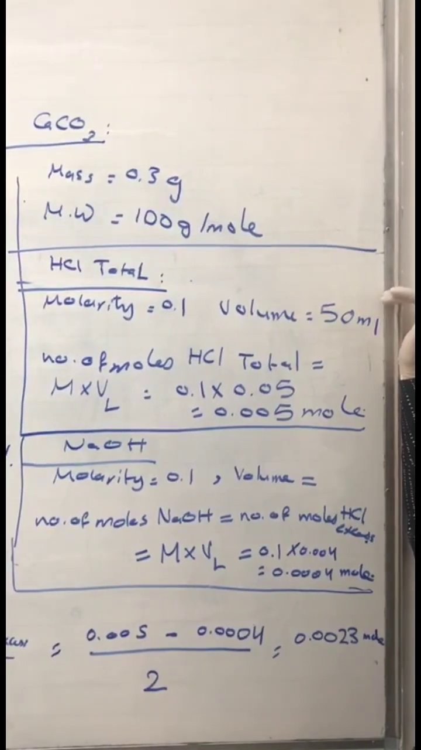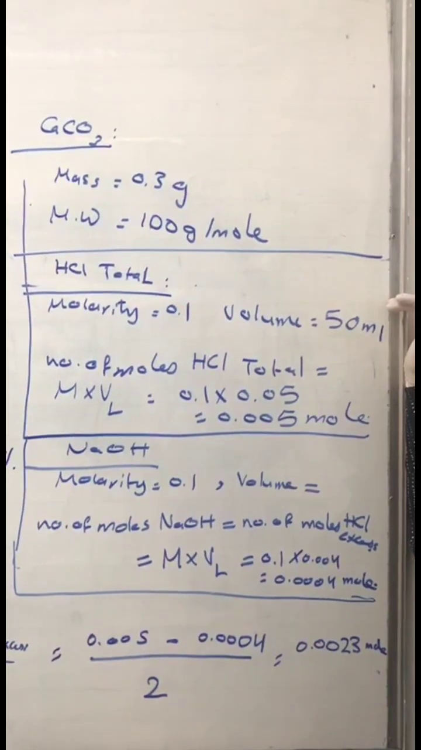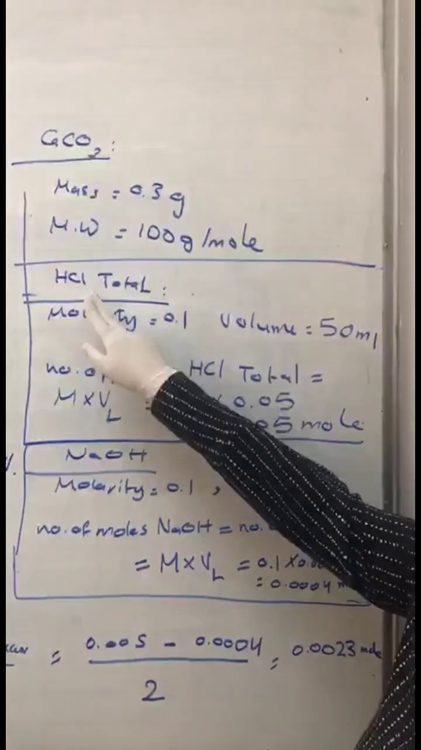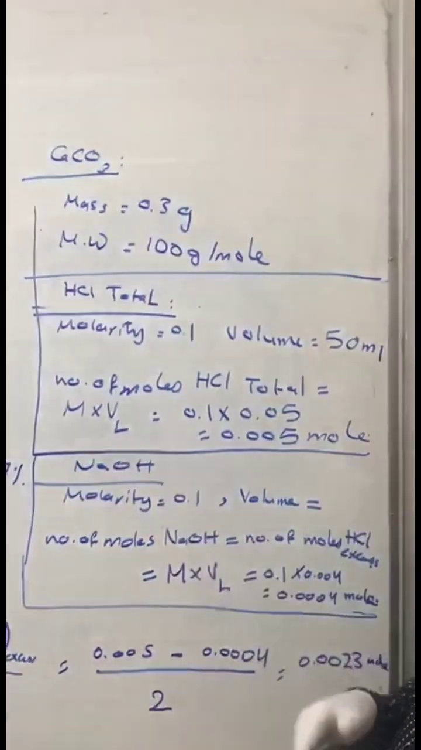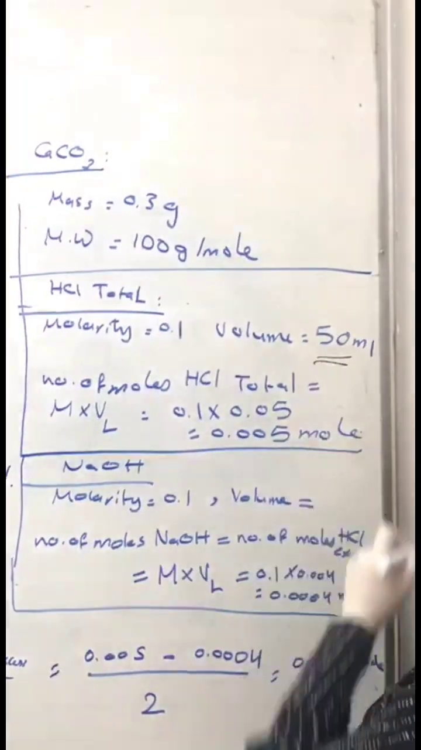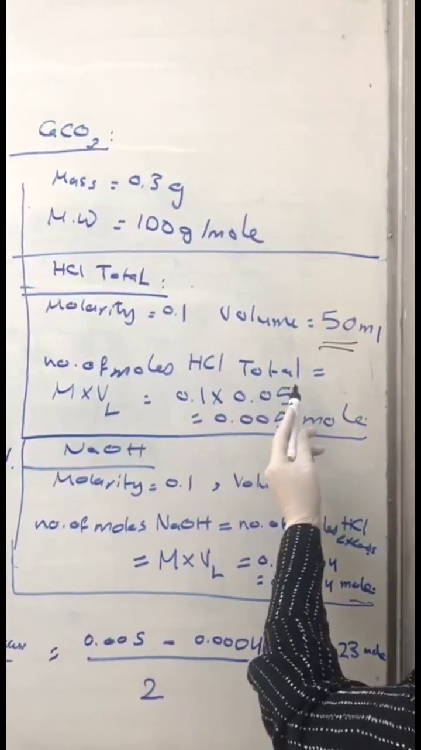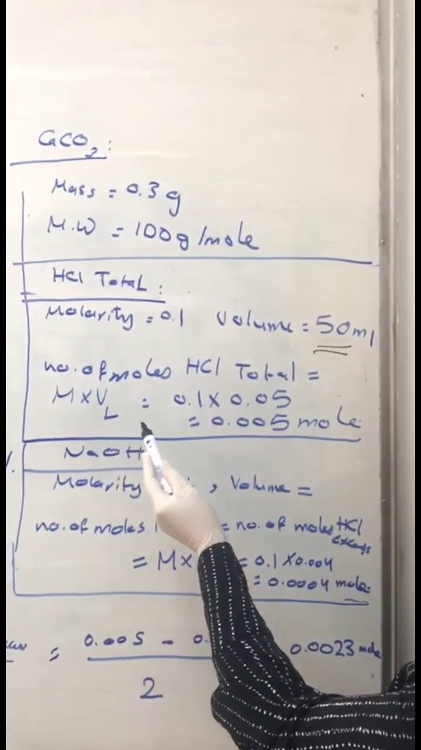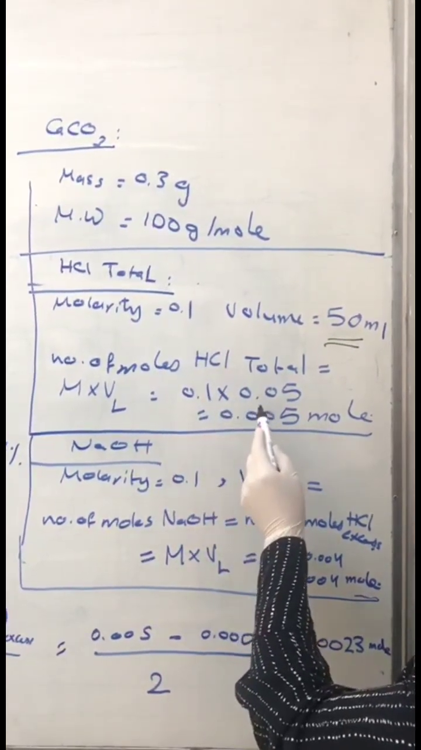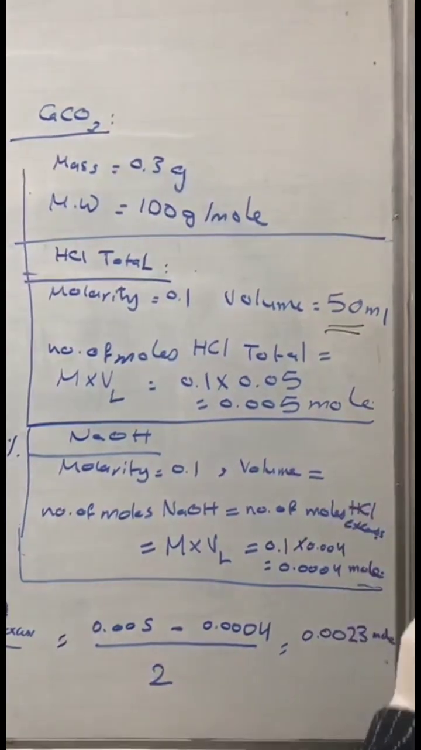For the analyte, the mass of our analyte is 0.3 gram and the molecular weight is 100 gram per mole. For HCl total, the molarity is 0.1 and the volume used is 50 ml. So, the number of moles of HCl total equals molarity multiplied by volume in liter: 0.1 multiplied by 0.05 equals 0.005 mole.